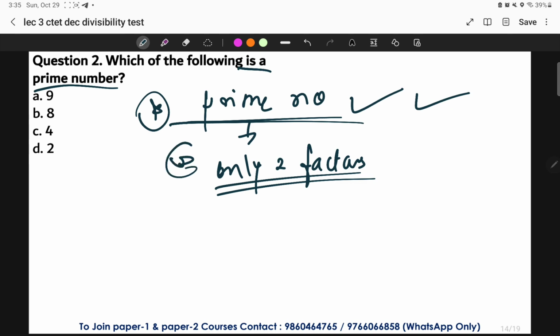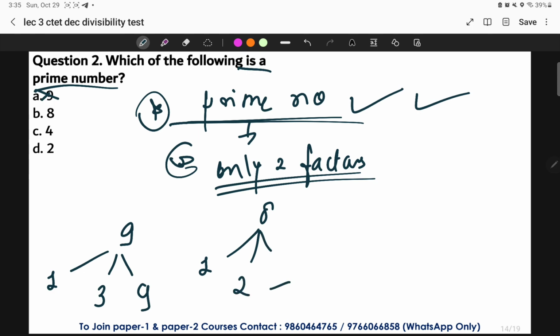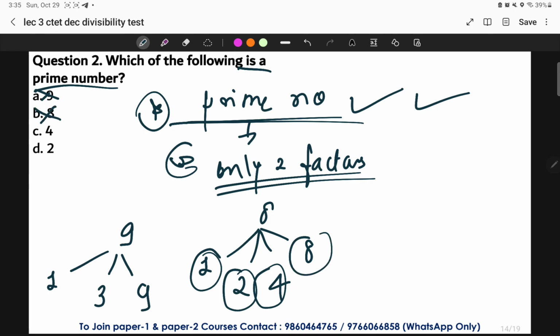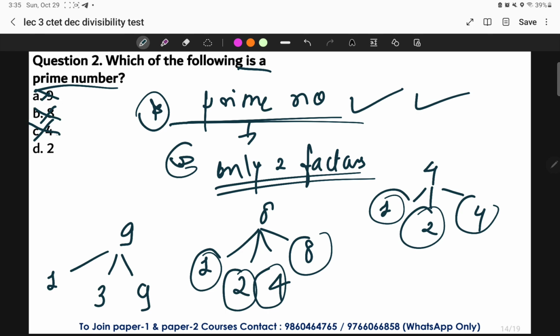Based upon this concept, the options given are 9. So how many factors does 9 have? 9 comes in the table of 1, it comes in the table of 3, as well as the table of 9. So there are 3 factors, right? How many factors does 8 have? We have already discussed 8. 8 comes in the table of 1, 2, 4 as well as 8. These are the 4 factors of 8. It cannot be a prime number. 4 is also not a prime number. Basically, 4 comes in the table of 1, 2 and 4. It has 3 factors. So this is also not a prime number. The leftover number is 2, and we have discussed that 2 is the only even prime number. So the answer for this question is option D.